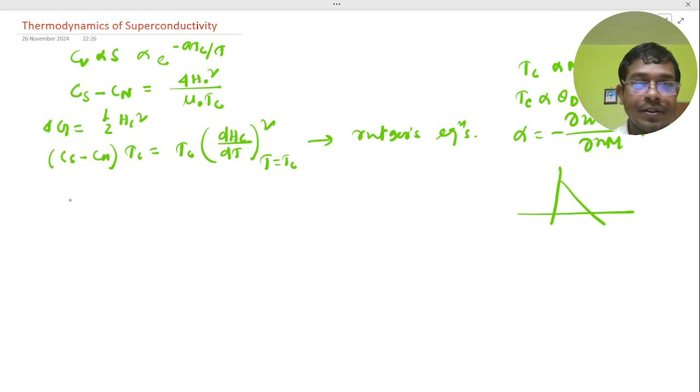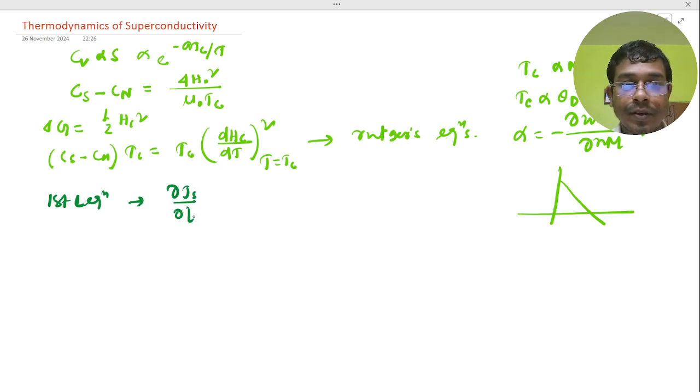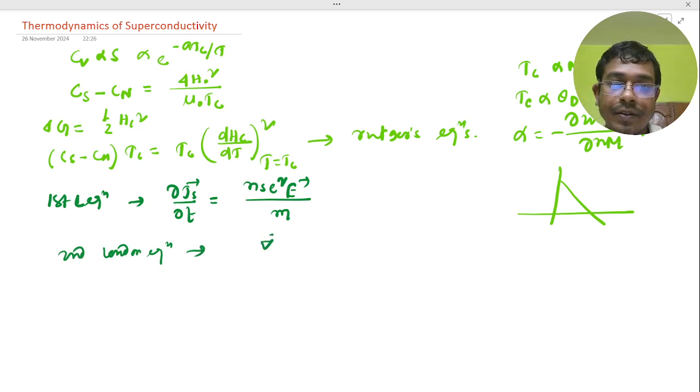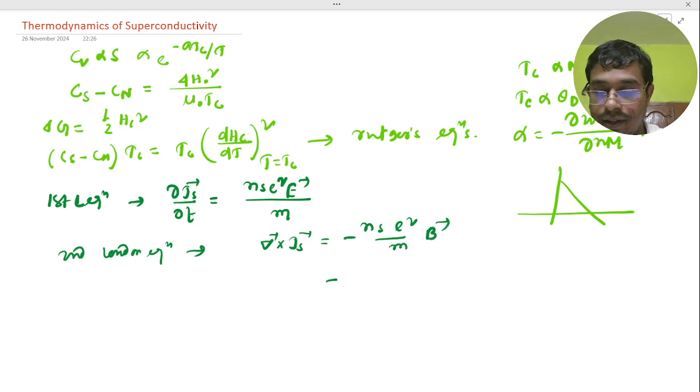And we just deduce some other discussions here. Basically the first London equation is del Js by del T equal to Ns e square electric field by m, and the second London equation is curl Js equals minus Ns e square by m times the magnetic field, basically mu naught Ns e square by m times H.